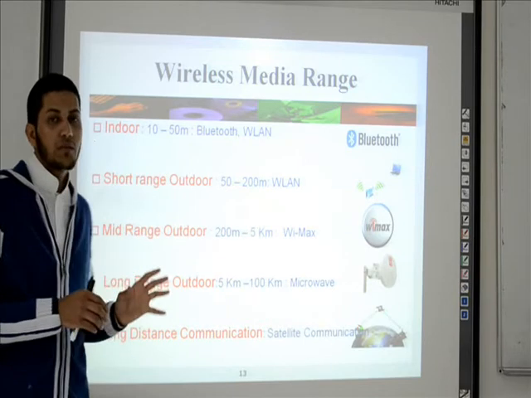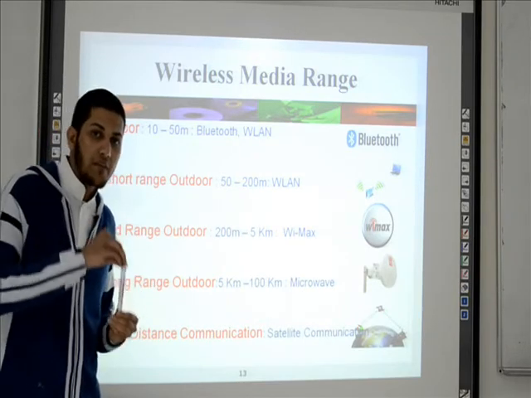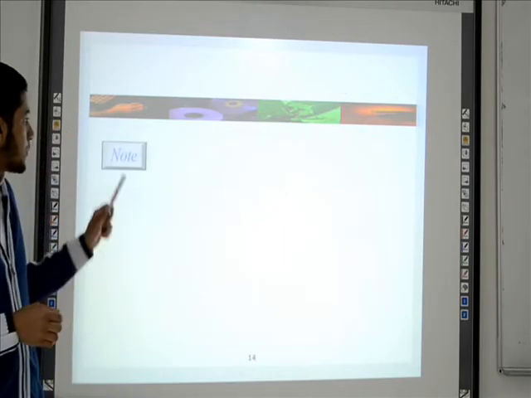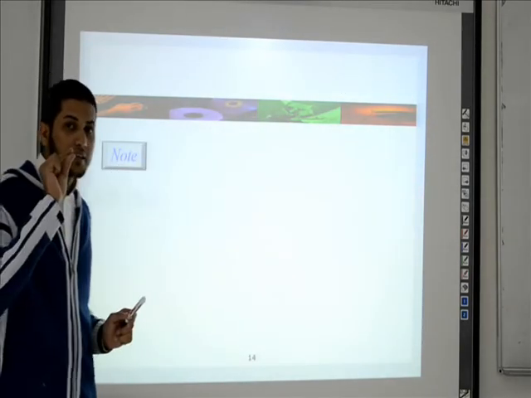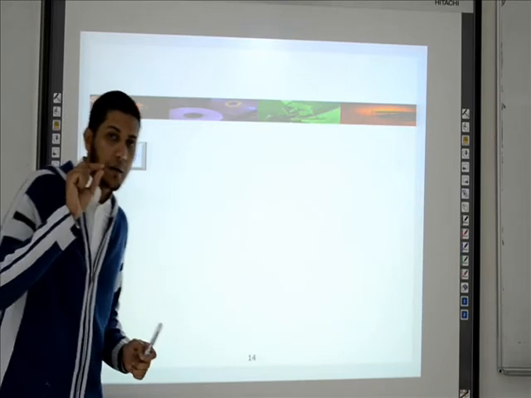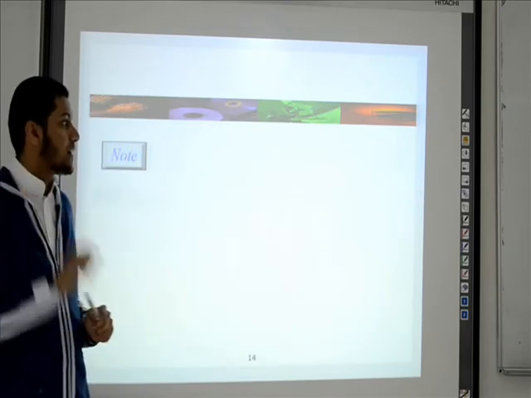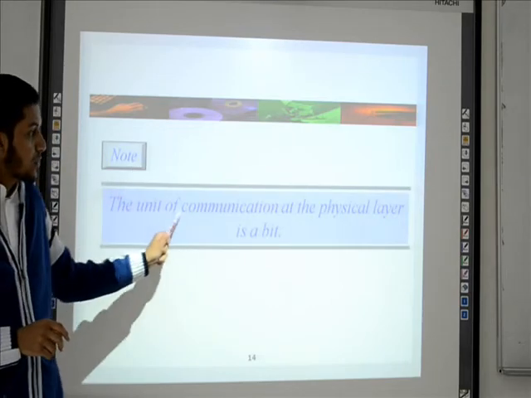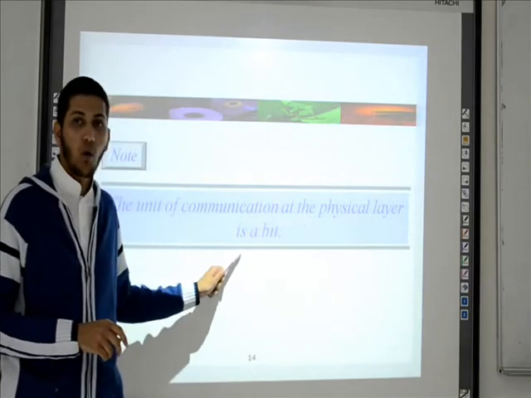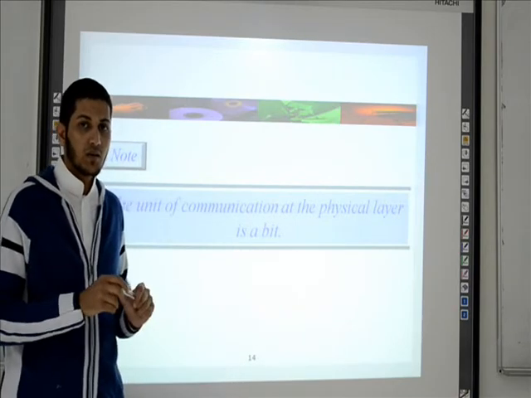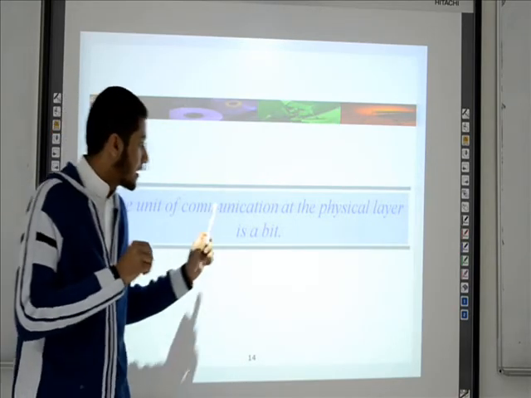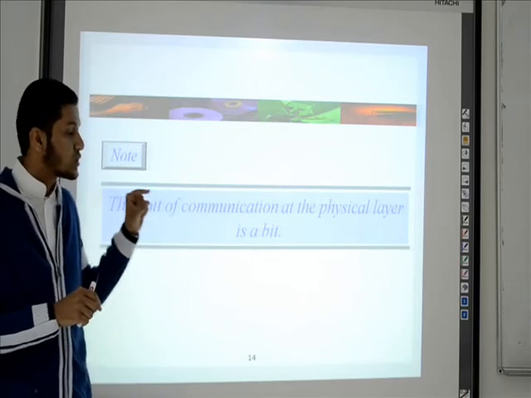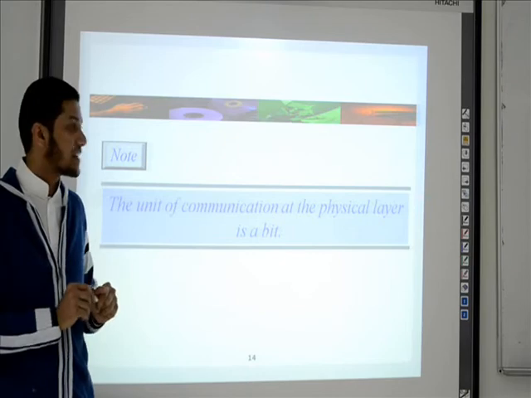So all these examples talk about the physical layer, and we have to know what the unit of data is in the physical layer. The unit of communication in the physical layer is called a bit. That means this is the smallest unit of data transmission.